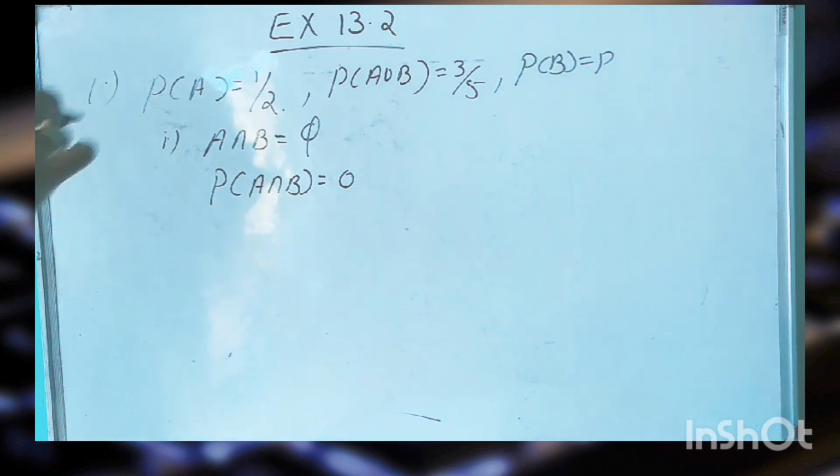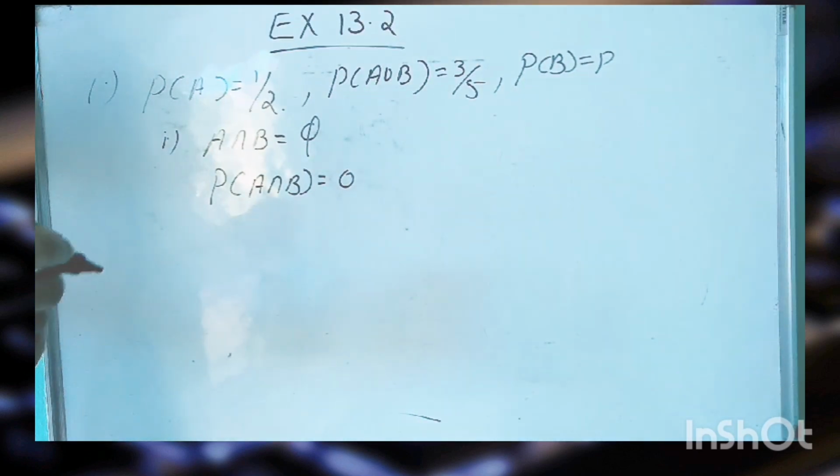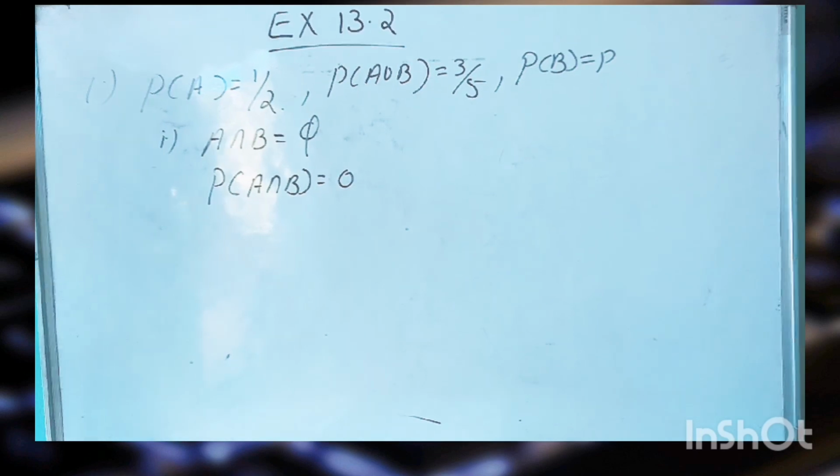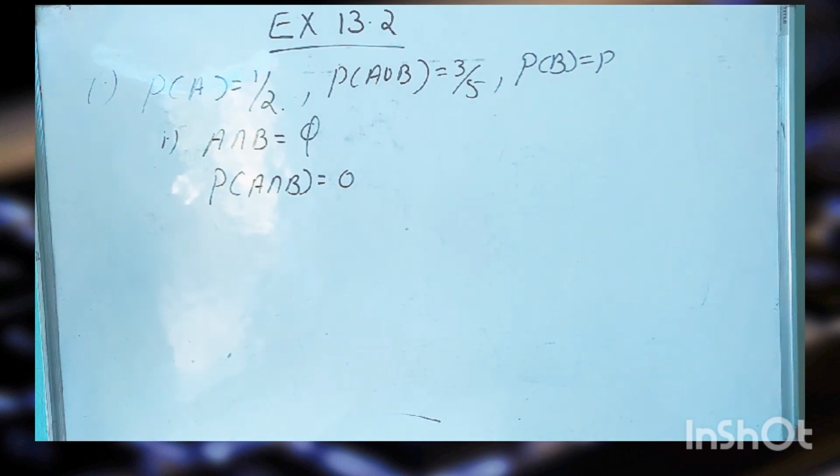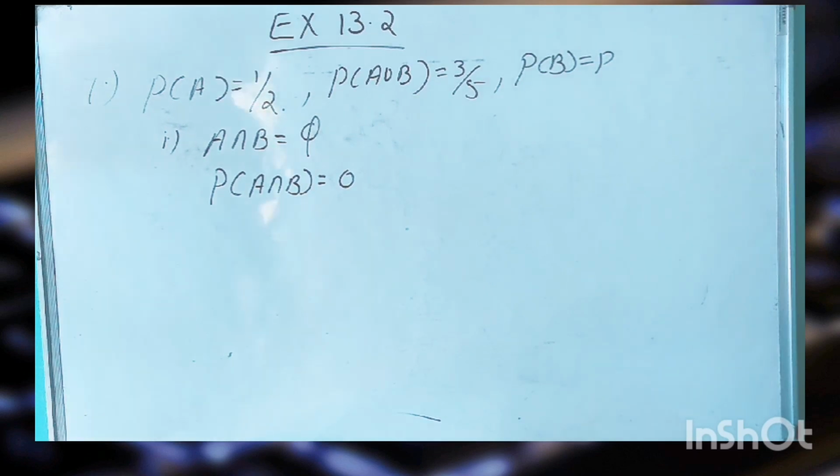So the first one is mutually exclusive. A and B are mutually exclusive. Mutually exclusive means there is no common element in A and B. It is A intersection B is equal to phi. Now, if A intersection B is equal to phi, then the probability of A intersection B is equal to 0.